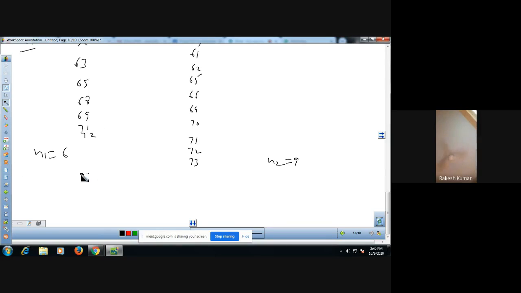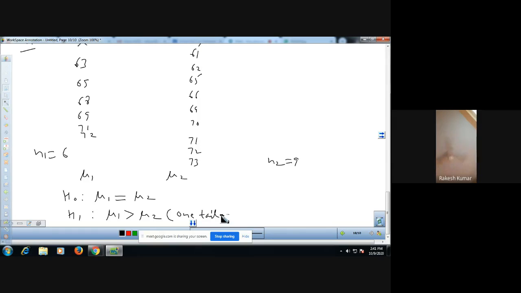So obviously we will take the population. The average height of sailors is mu1 and the average height of soldiers is mu2. H0 is that they are not different; they have the same height. But clearly H1 will be, according to the statement, that sailors are taller. It means mu1 is greater than mu2. This is a question of one tail or single tail. A one tail test will be taken.